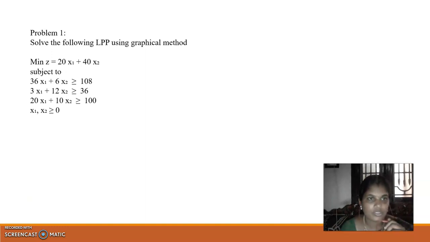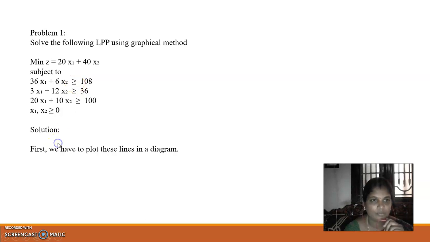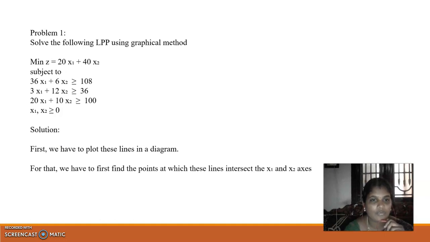Here they have given two decision variables, x1 and x2. So we can solve using the graphical method, right? What is the first step? We have to find the lines to be drawn in the graph. For that we have to consider only the constraints. Whatever the inequalities are, we have to consider them as equations, with an equal sign, and find the points. First, we have to plot these lines in a diagram. So for that we have to find the points at which these lines intersect the axes.